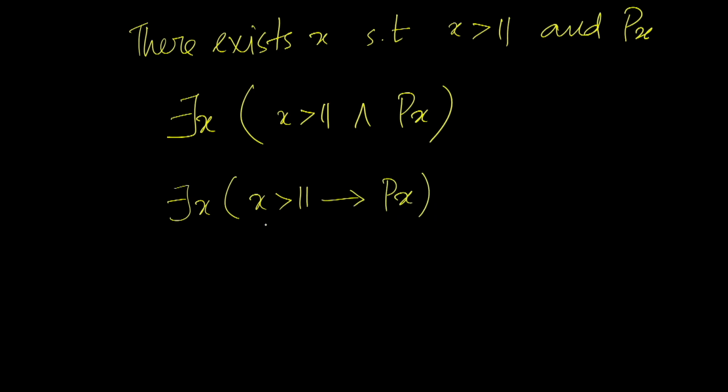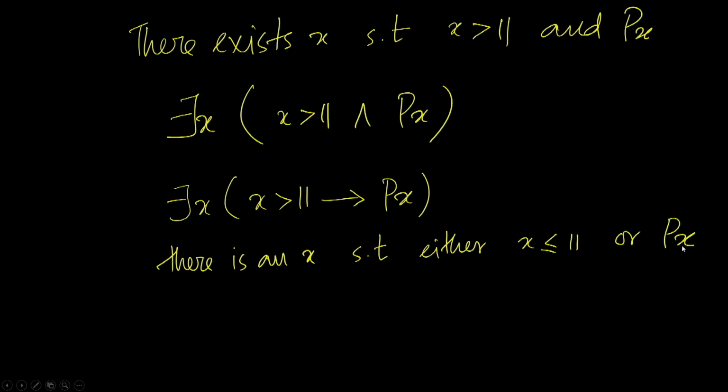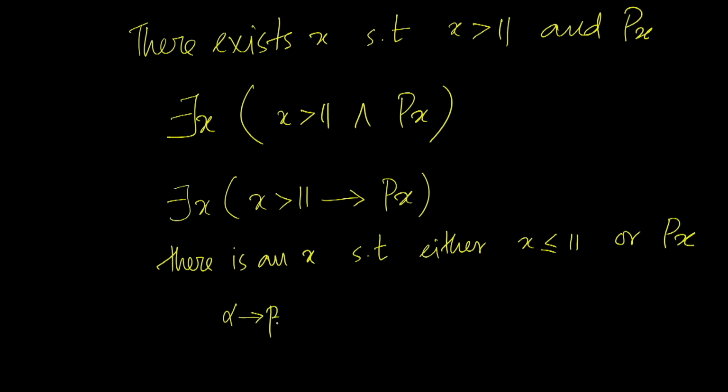That is because this says that there is an x such that either x is less than or equal to 11 or P of x. What we assert is that x greater than 11 implies P of x. So, from what we saw in the last lecture, we know that alpha implies beta is logically equivalent to negation of alpha or beta.